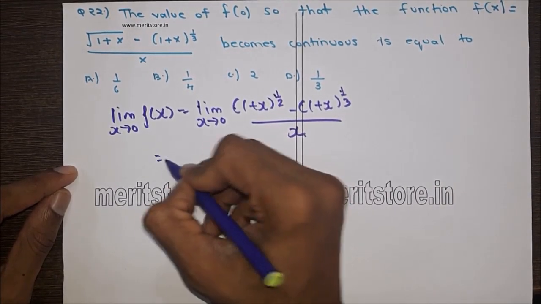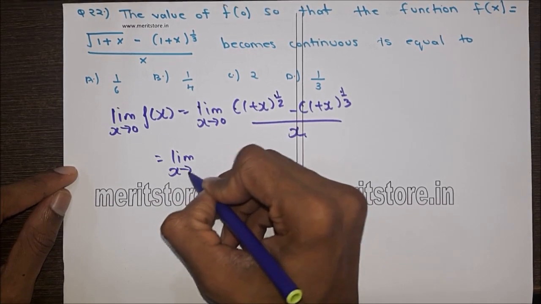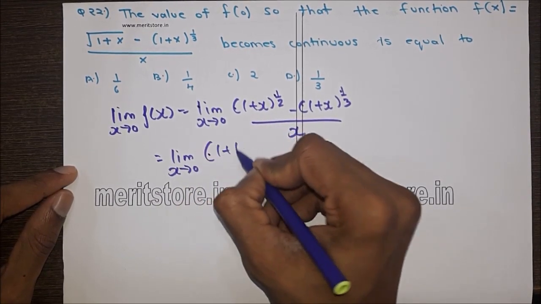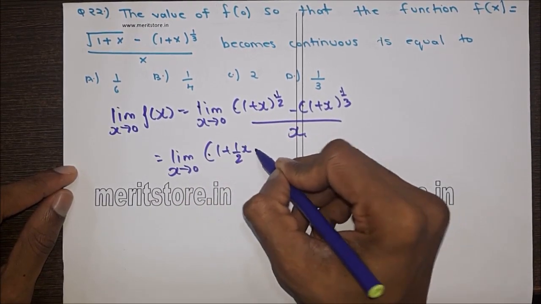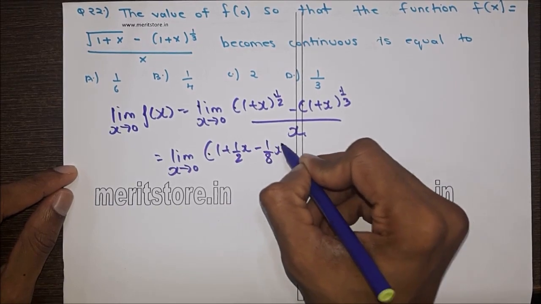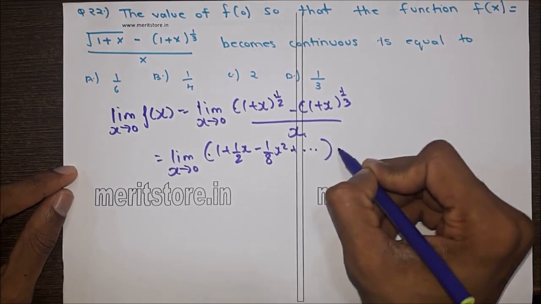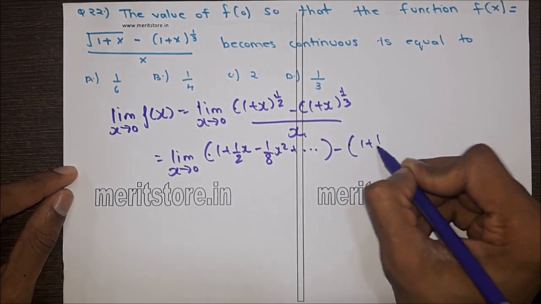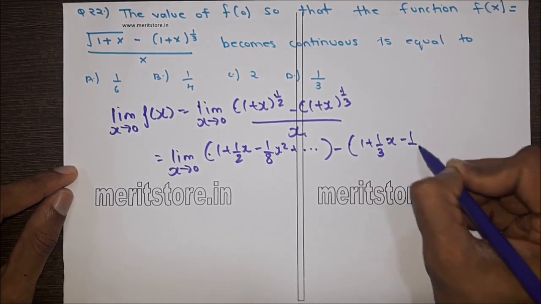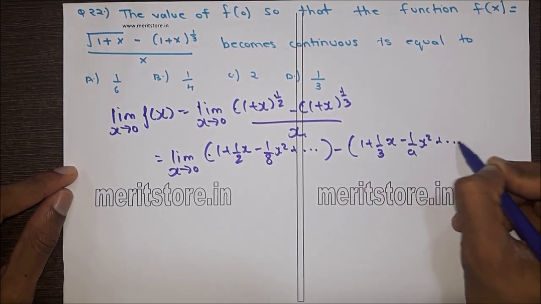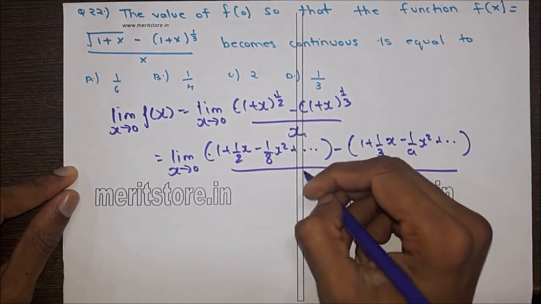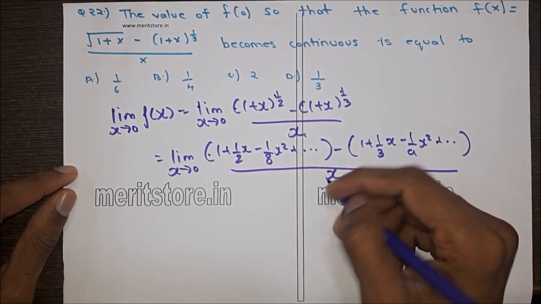Further we can write this as the limit as x approaches 0 of 1 plus 1 by 2 into x minus 1 by 8 x squared plus and so on, minus 1 plus 1 by 3 into x minus 1 by 9 x squared plus and so on, all upon x.